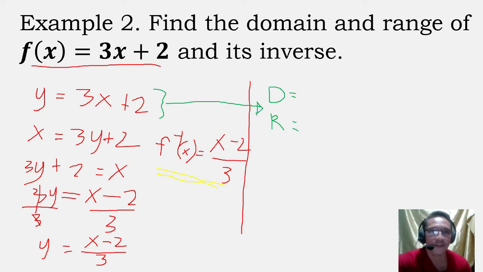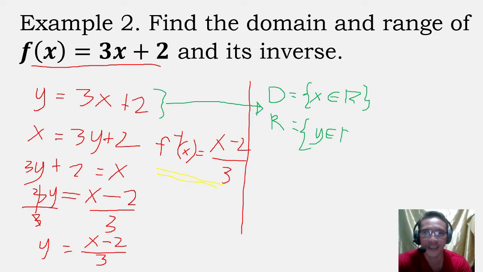So tingnan natin, what value or values of x will make the function undefined? So there is no value or values of x that will make the function undefined. So therefore, the domain, or x, is an element of the real numbers. While on the other hand, the range is also an element of the real numbers. So dahil wala ngang value ang x na magiging undefined yung function, at wala ring magiging value ng y na undefined yung function. So therefore, these are the domain and range of the original function.